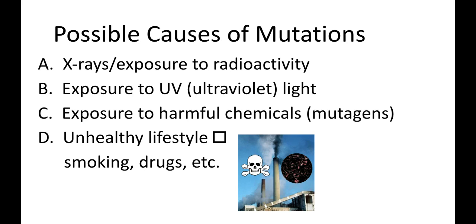Exposure to harmful chemicals, so mutagens, factories releasing chemicals. I know in my hometown there was a factory releasing chemicals into the water and people didn't know, and then people started to get sick, so that could lead to mutations. And then unhealthy lifestyle, so smoking, drugs, even the vape pens that I know were a fad are very bad. There's actually been many deaths linked to that from the mutations from inhaling the vitamin E. So just different causes of mutations.